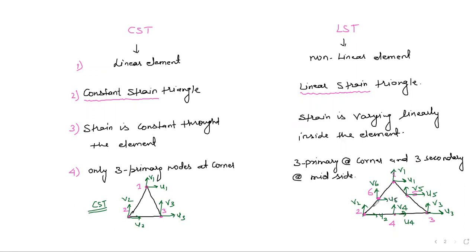So there are 6 nodes. 3 are the primary nodes and 3 are the secondary nodes. And each node is going to have 2 displacements, in the x direction and in the y direction. If I am taking this as x and y, then there are 2 displacements. In x I have taken u, and in y I have taken v. So this is the difference between CST and LST.